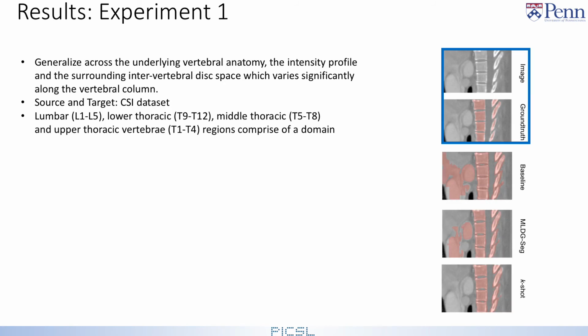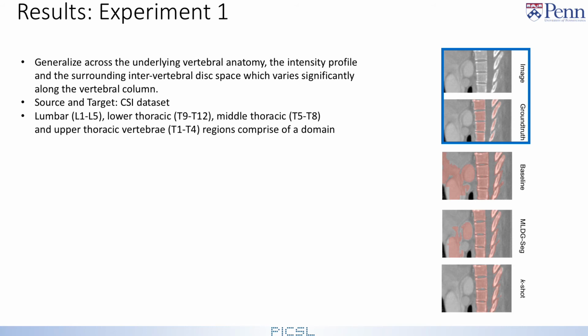We now present and discuss the results for the 3 experiments. The aim in experiment 1 is to generalize across the underlying vertebral anatomy, the intensity profile, and the surrounding intervertebral disc space, which varies significantly along the vertebral column. Here the source and target come from the CSI dataset. Lumbar, lower thoracic, middle thoracic, and upper thoracic vertebral regions each comprise a domain. See the figure on the right for a qualitative result.